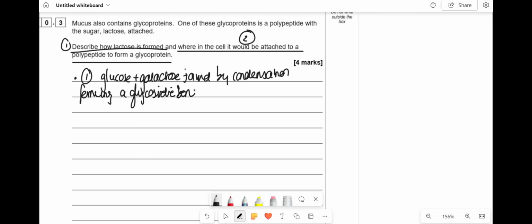In biology, always say what's happening, whether they're joining by condensation or hydrolysis, what bond is being made and what's being broken. Literally saying all of that is 3 marks. So if you just do it by default, you'll never miss any marks. I've got nothing else to say there.